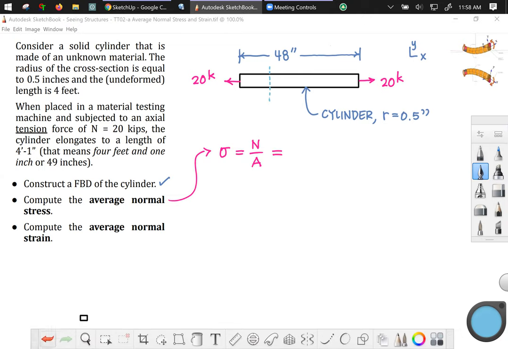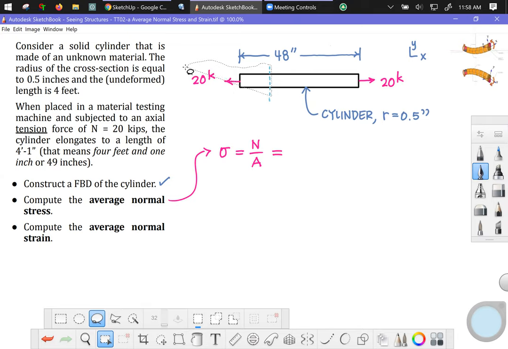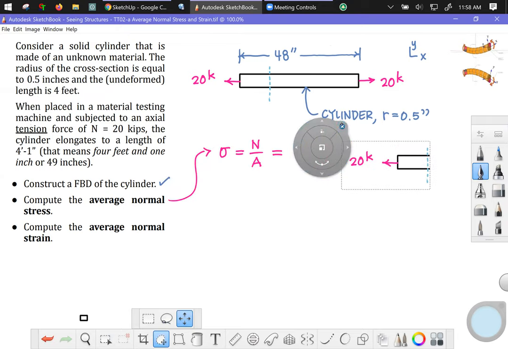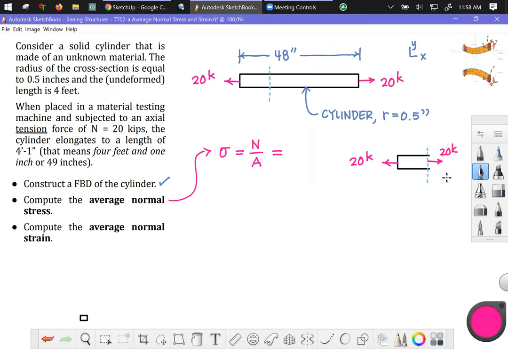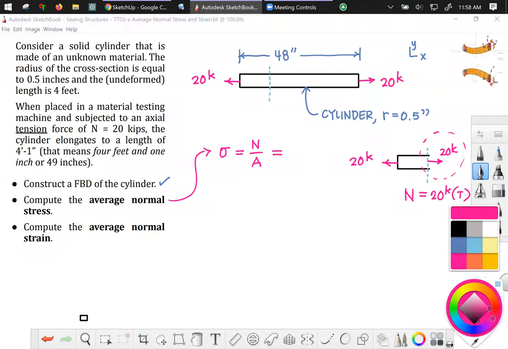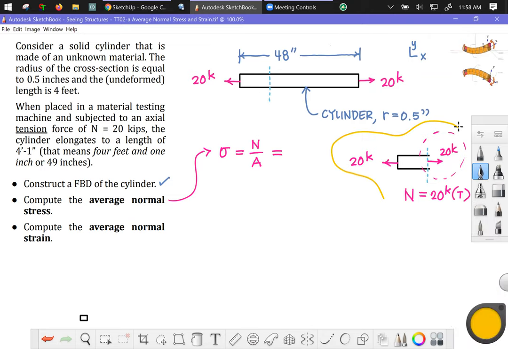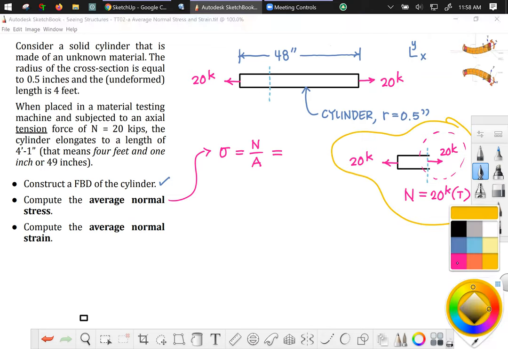In other words, if I were to take this free body diagram right here, edit, copy, merge, and paste. Okay, so if I were to take a cut right there through that free body, I need to place my free body in static equilibrium. That's how I can determine that my internal normal force is 20 kips of tension, by running my equations of equilibrium on this little piece of the member.